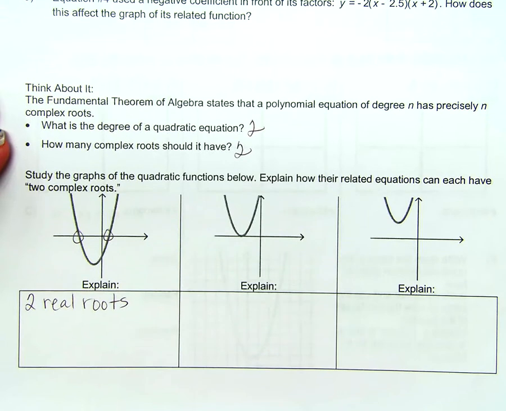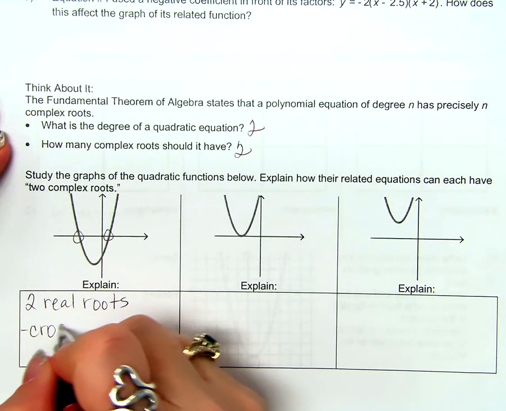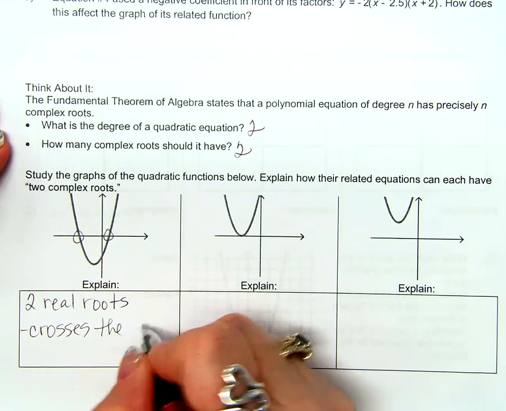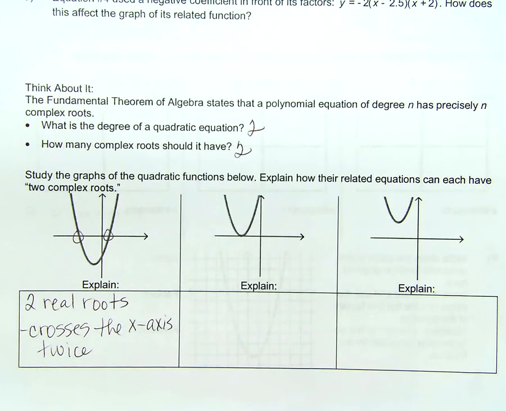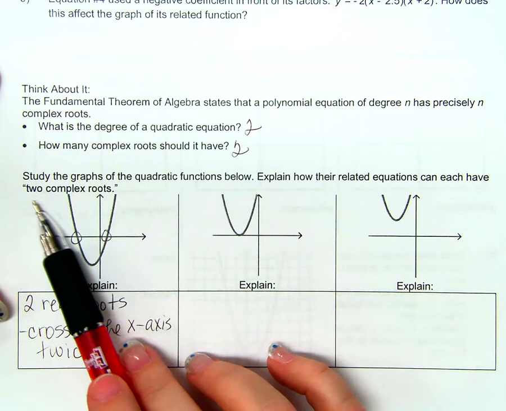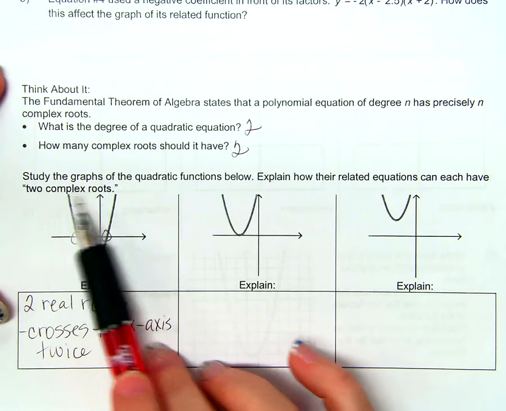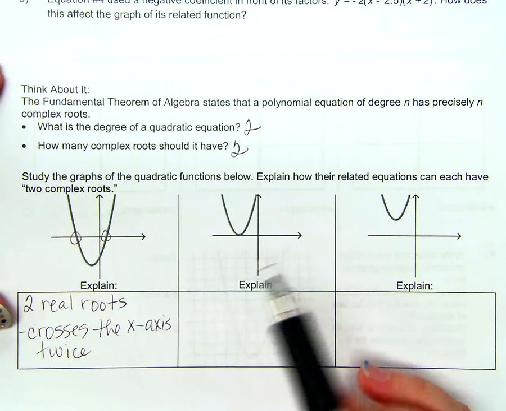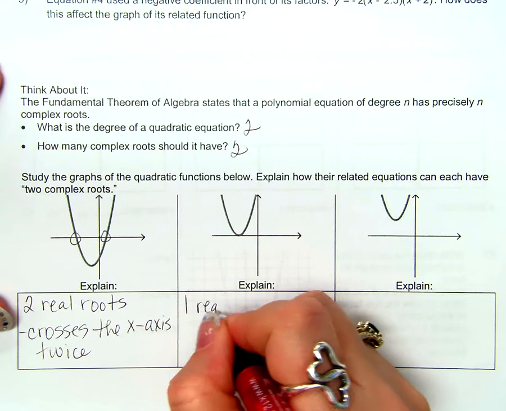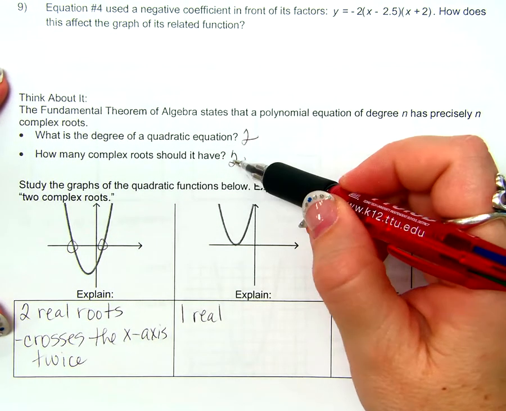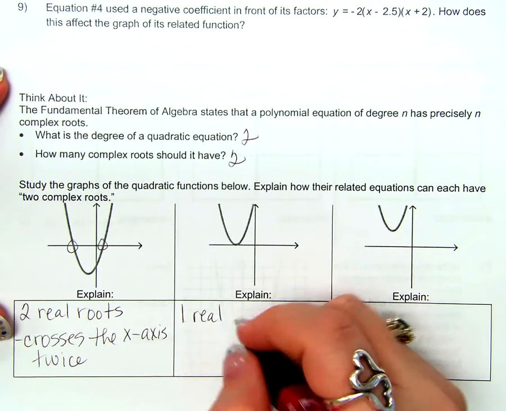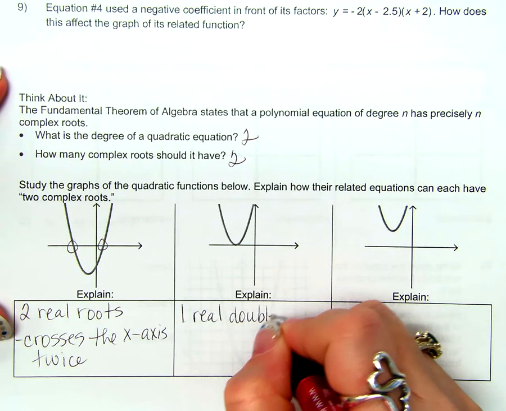Why does it have 2 real roots? It crosses the x-axis twice. How many roots does this one have? How many roots does it have? 2 complex, but 1 real. How many answers should it have? How many roots should it have? 2. This has 1 real double root.